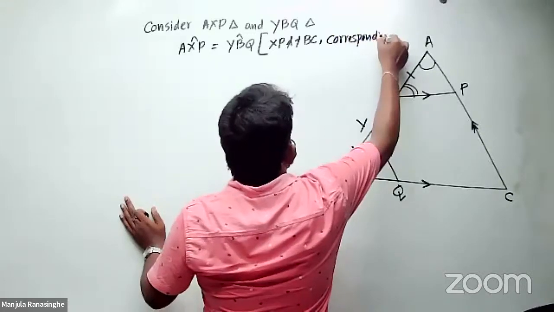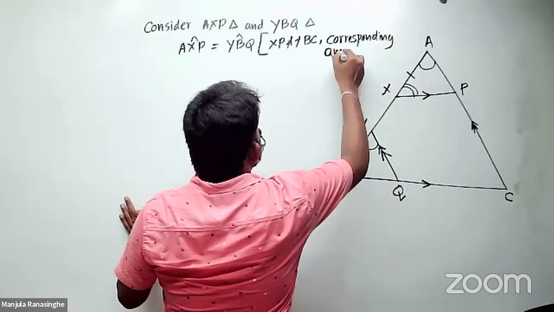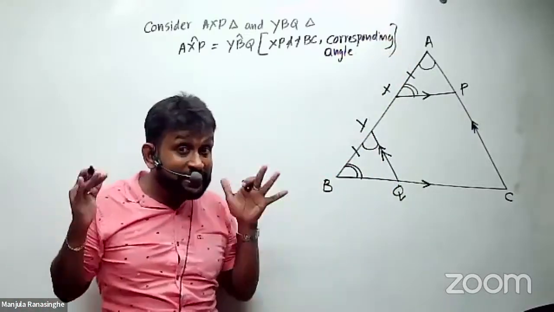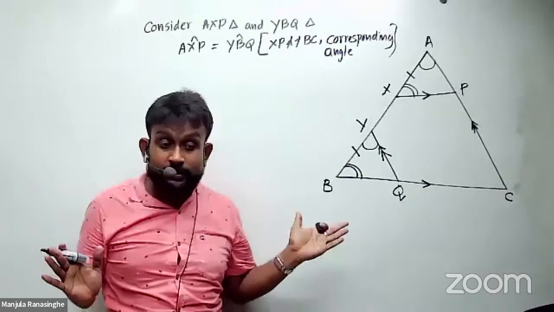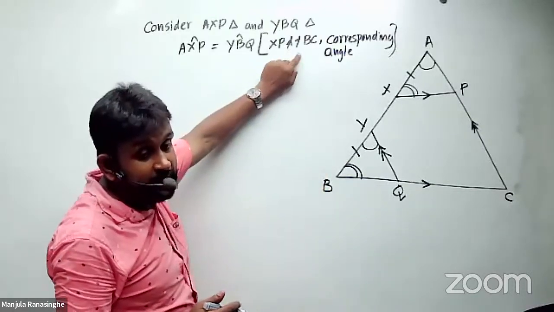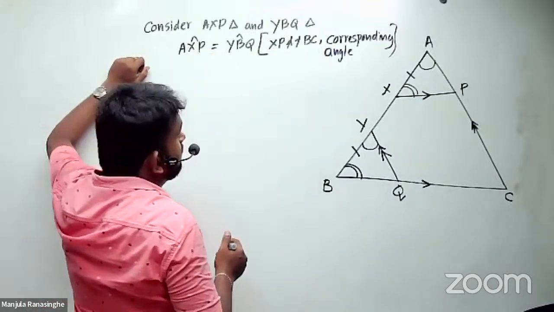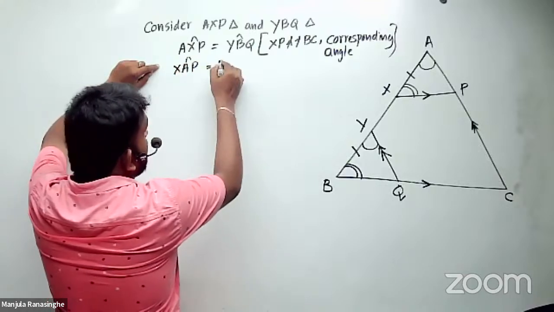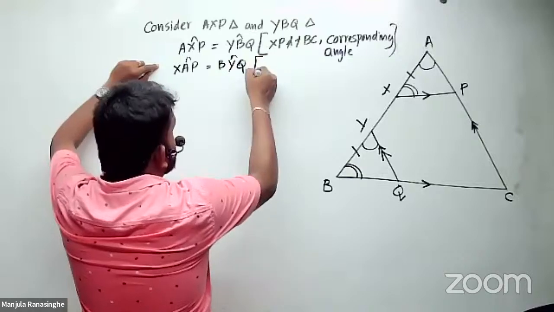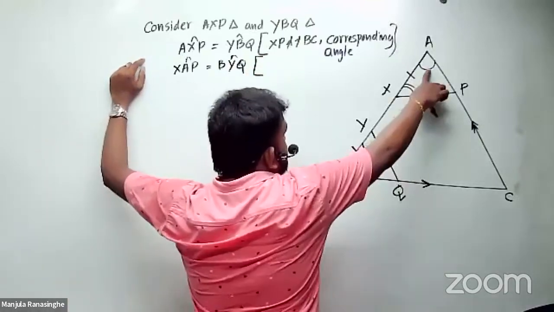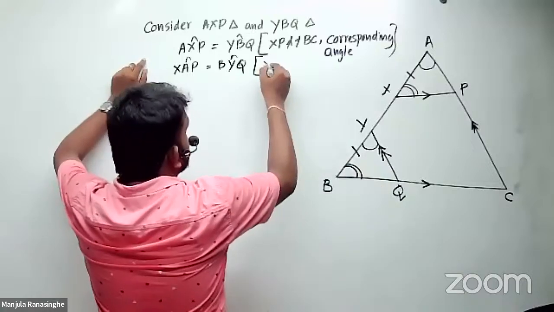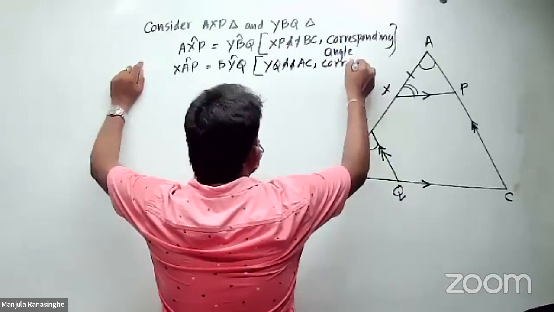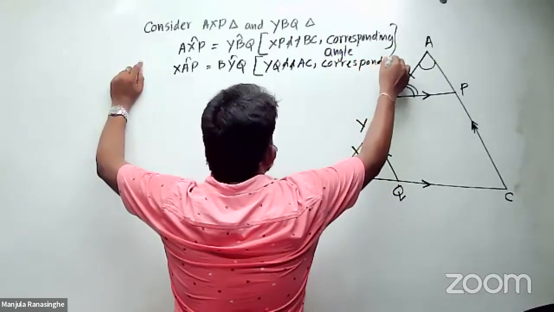Corresponding angles. So don't write just corresponding angles. Why? All the time we have corresponding angles, but they are equal only if the lines are parallel. So you have to write this parallel. This is parallel, then corresponding angles. Right, now I write angle XAP equals angle BYQ. So they are corresponding angles, because YQ is parallel to AC. So YQ parallel AC, then those are corresponding angles.